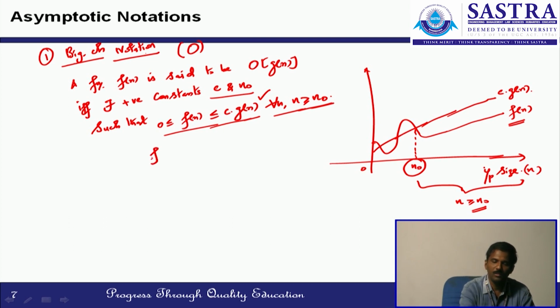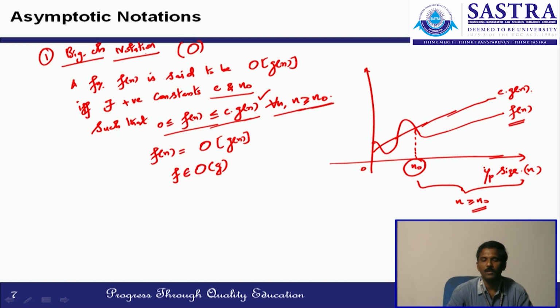That means f of n is equal to big O of g of n, or we can write f belongs to big O of g. f of n is equal to big O of g of n, or f belongs to big O of g, if and only if there exist two positive constants c and n0 such that f of n is less than or equal to c into g of n. This should be satisfied for all n greater than or equal to n0.